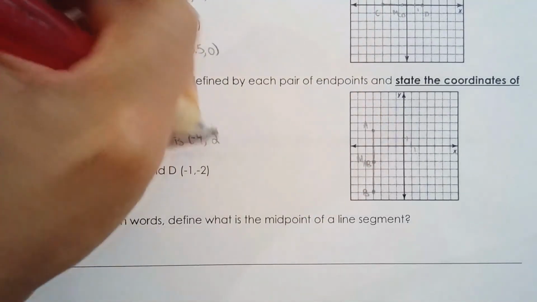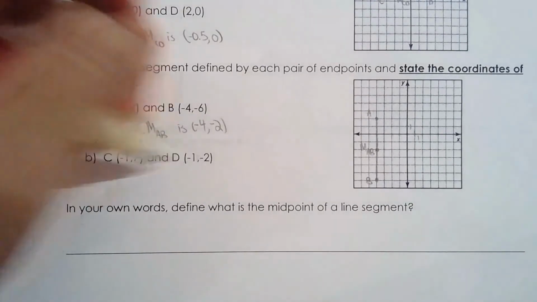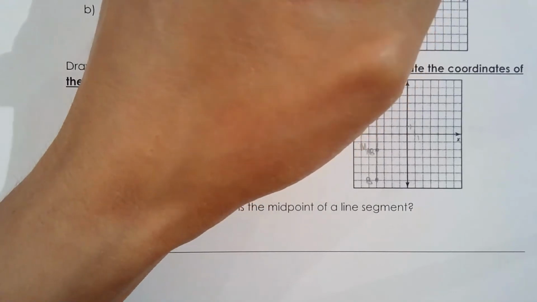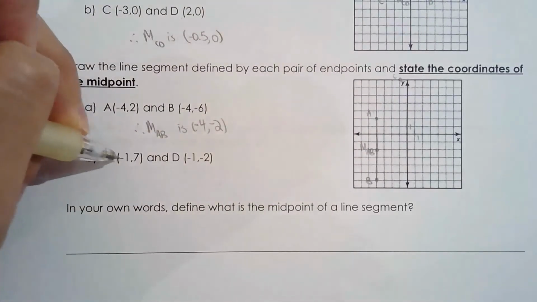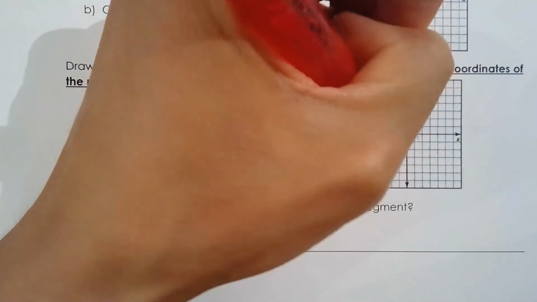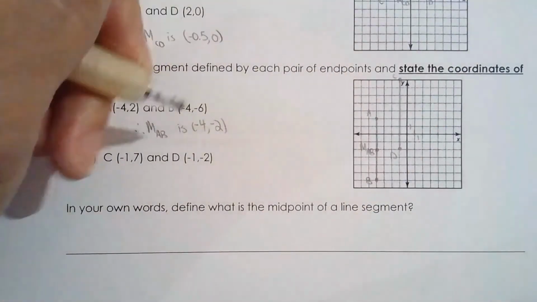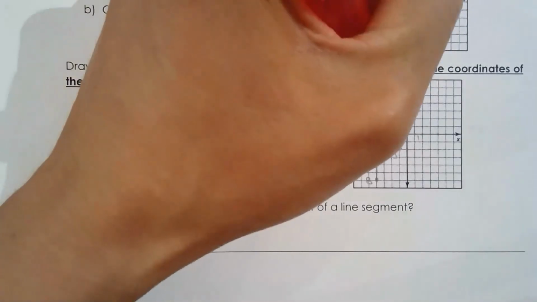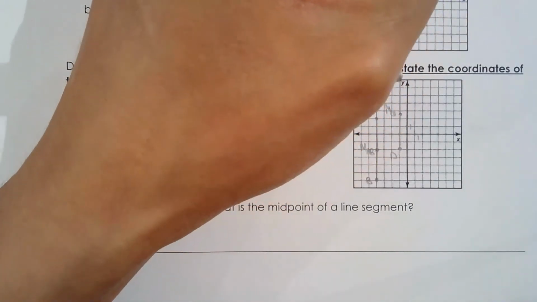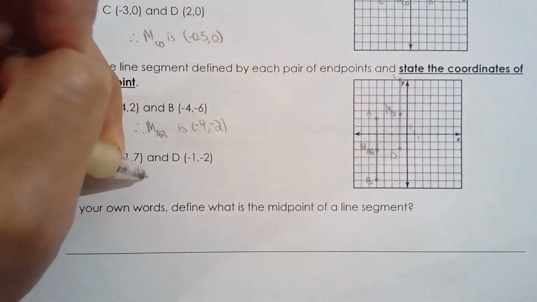-4, -2. Beautiful. Okay, so let's do C here. -1, 7. Oh, that's ugly. Let's check. 3, 6, 7. Yep. -1, -2. Okay, what's the midpoint of CD? Let's average 7 and -2. That's going to be 2.5. So once again, you'll work with a y coordinate as opposed to the x coordinates. Let's check. This is 4.5. This is 4.5. Beautiful.